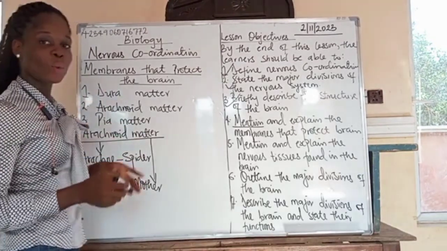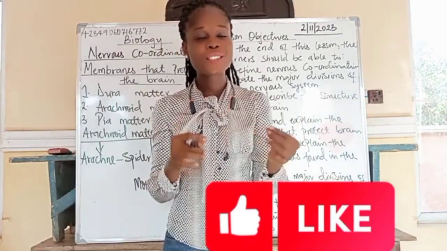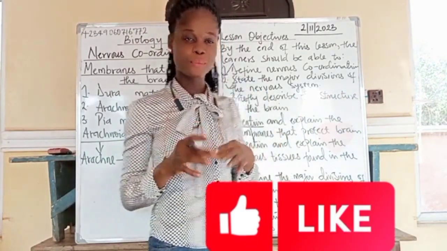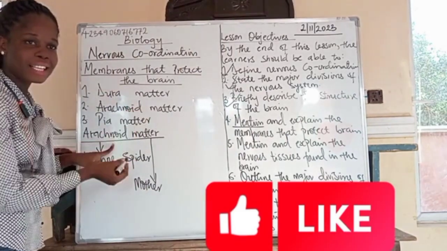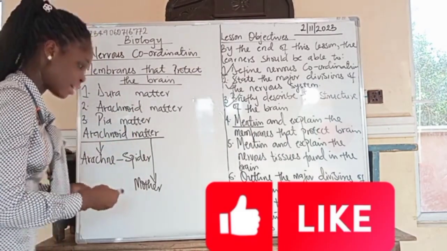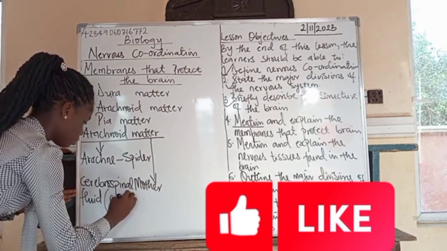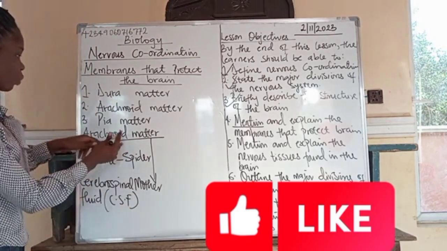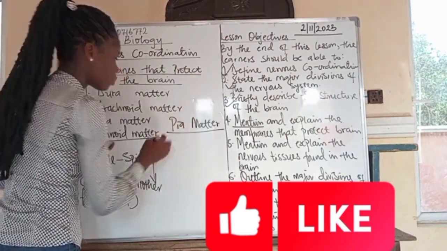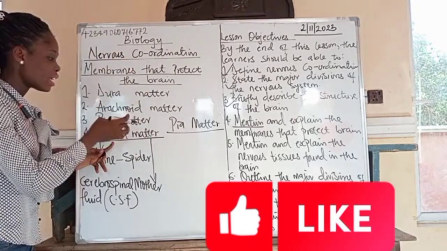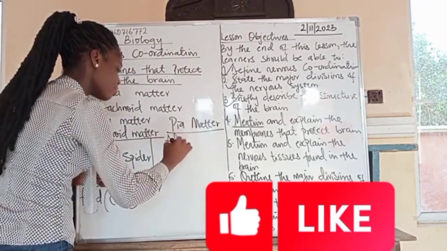This is because when viewed under the microscope, the arachnoid mater resembles a delicate spider web. Between the arachnoid mater and the pia mater is found the cerebrospinal fluid. Lastly, we go over to the pia mater. Of these three membranes, the pia mater is the closest or the most adherent to the brain.